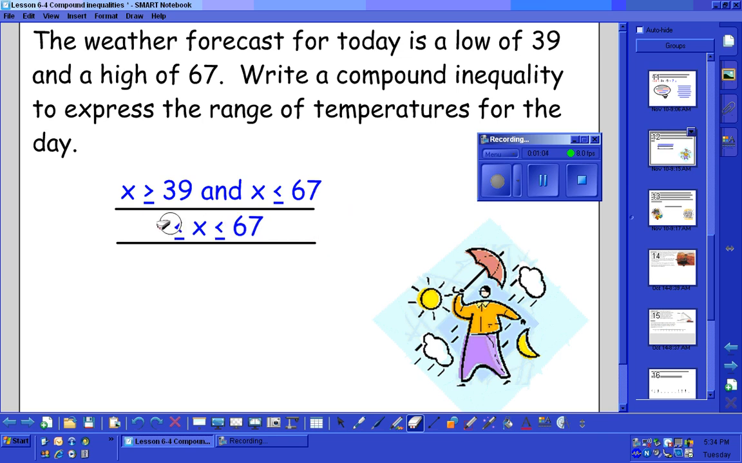However, another way to write that would be to say that the temperature is in between 39 and 67. Note the direction of the inequalities, where x is greater than the small one and smaller than the big end.